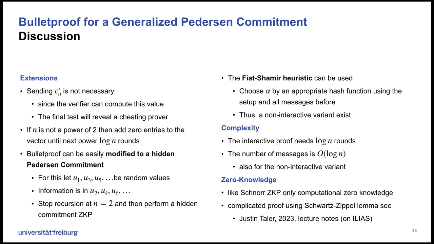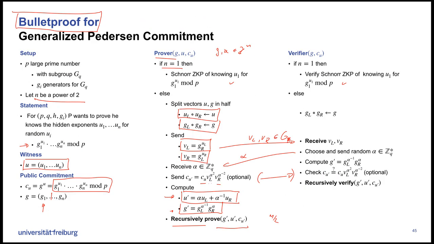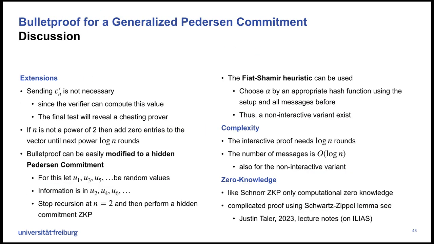Now, there are some observations. So if you look at this protocol here, you don't have to send CU, because the verifier can compute that. He knows alpha, he knows VL, he knows VR. So why should the verifier send something that he knows? But you have to send VL and VR, which is essential in order to make sure later on that everything has transformed the correct way. If you don't send this, then the prover can cheat. Okay, so that's the first observation.